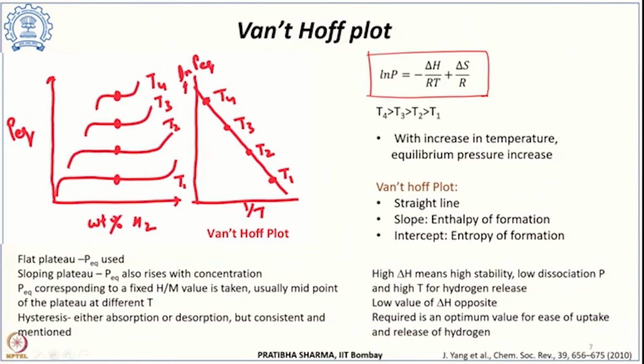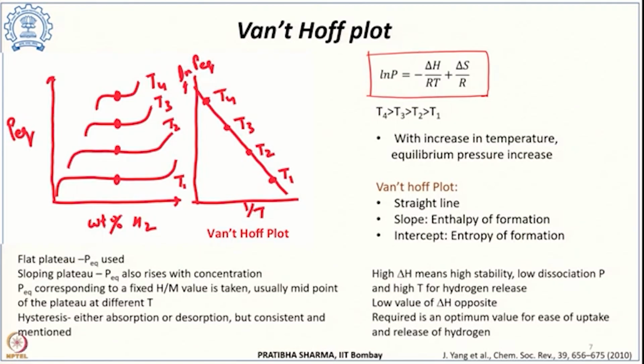However, we have also seen that in actual practice, for most of the hydrides, we get a sloping plateau. Now, how do we find the equilibrium pressure corresponding to that which can be used for the van 't Hoff plot? When it is a sloping plateau, we get a P equilibrium that also changes with the concentration. So, instead of being constant, it also changes with the concentration.